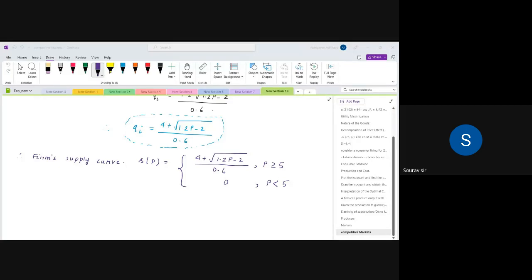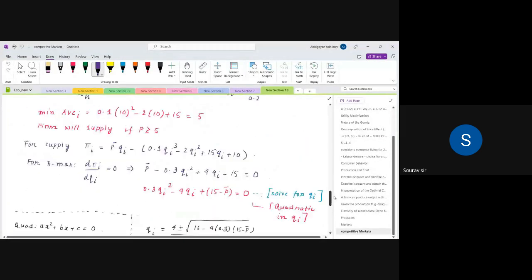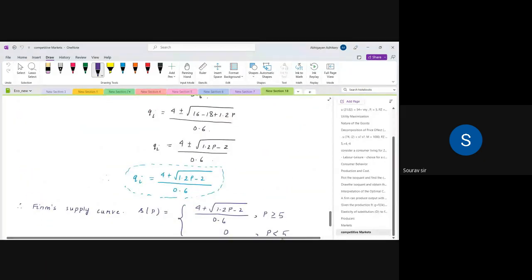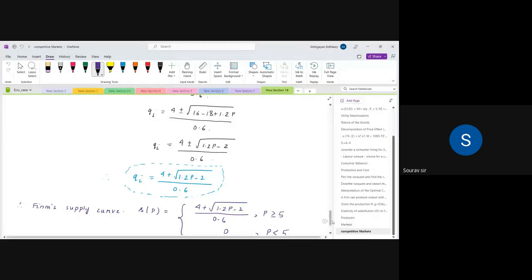We can start now. In the last class, we started our discussion of competitive markets. We were discussing the crucial features and starting with the solution of one numerical. Does anyone have any questions on the numerical or the concept from the last class? Any clarification from anyone? Okay, perfect.